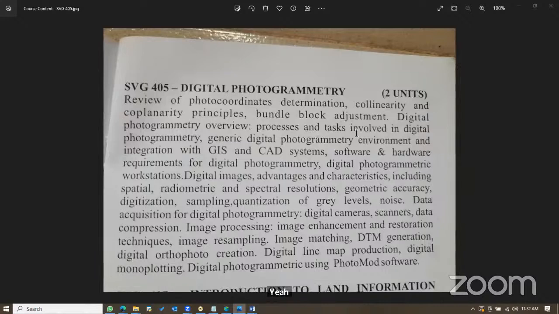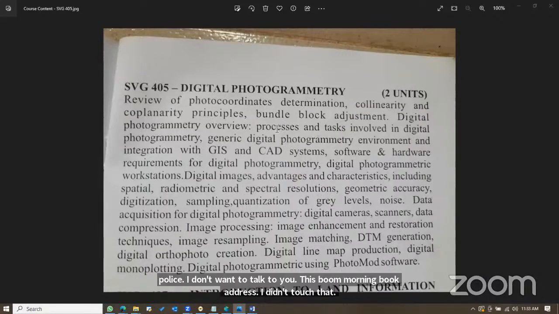If you look at this place now, the view of photo coordinate determination, I've taught you this one very well, and you can't say I didn't teach you. This collinearity and coplanarity principles, I've not taught you because I know that it's under stereophotogrammetry, those stereo images or image processing principles or analytical principles. This block adjustment, I didn't teach you that, so you can always ignore.